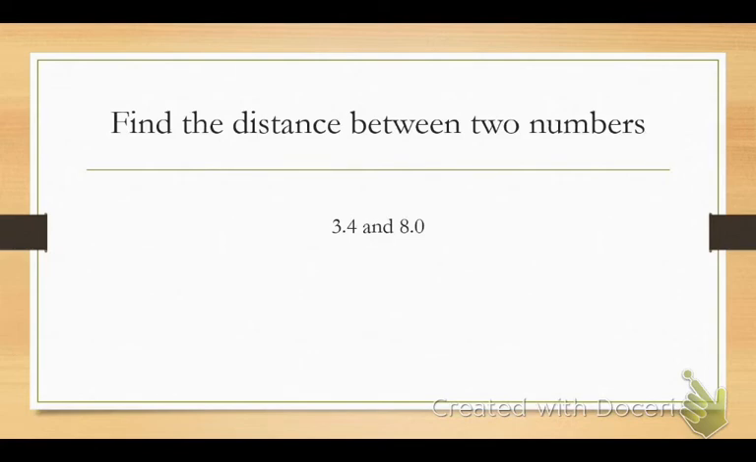We learned that to find the distance, we can subtract the first number, 8.0, minus the second number in the set. Did I just say that wrong? Oh my goodness. The second number minus the first number. Whatever number comes second, I write it first, and then the first number comes second. I subtract it from that number. Hopefully I did not just confuse you. So 8 minus 3.4 is what?